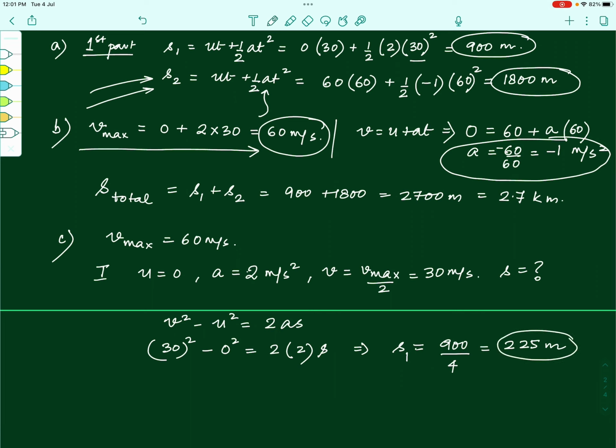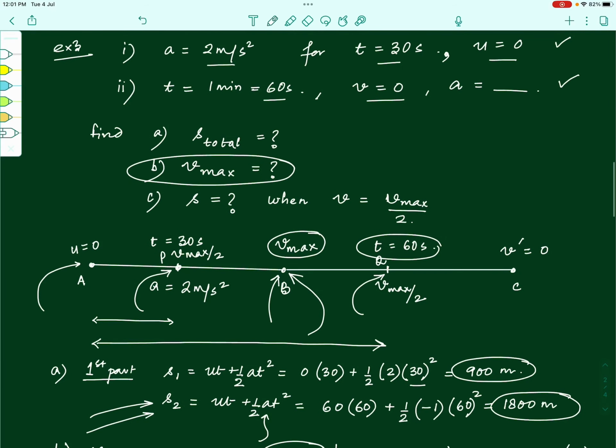Okay, let us call it S1 dash. We have already used S1 above. S1 dash is the first displacement of the train when it is at a velocity of 30, half the maximum velocity. See that this is the position of the point P. The way we have defined the point P in the figure above, it is this point where the velocity becomes half the maximum velocity, right?